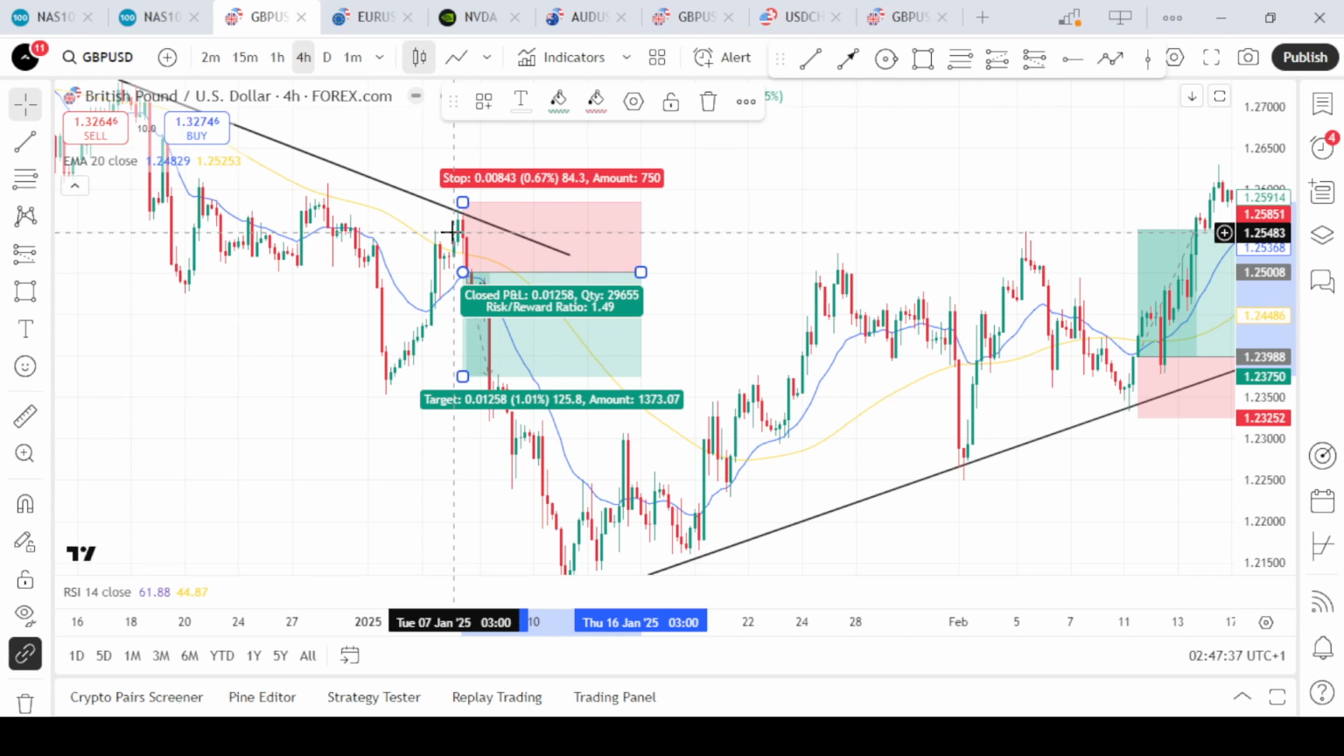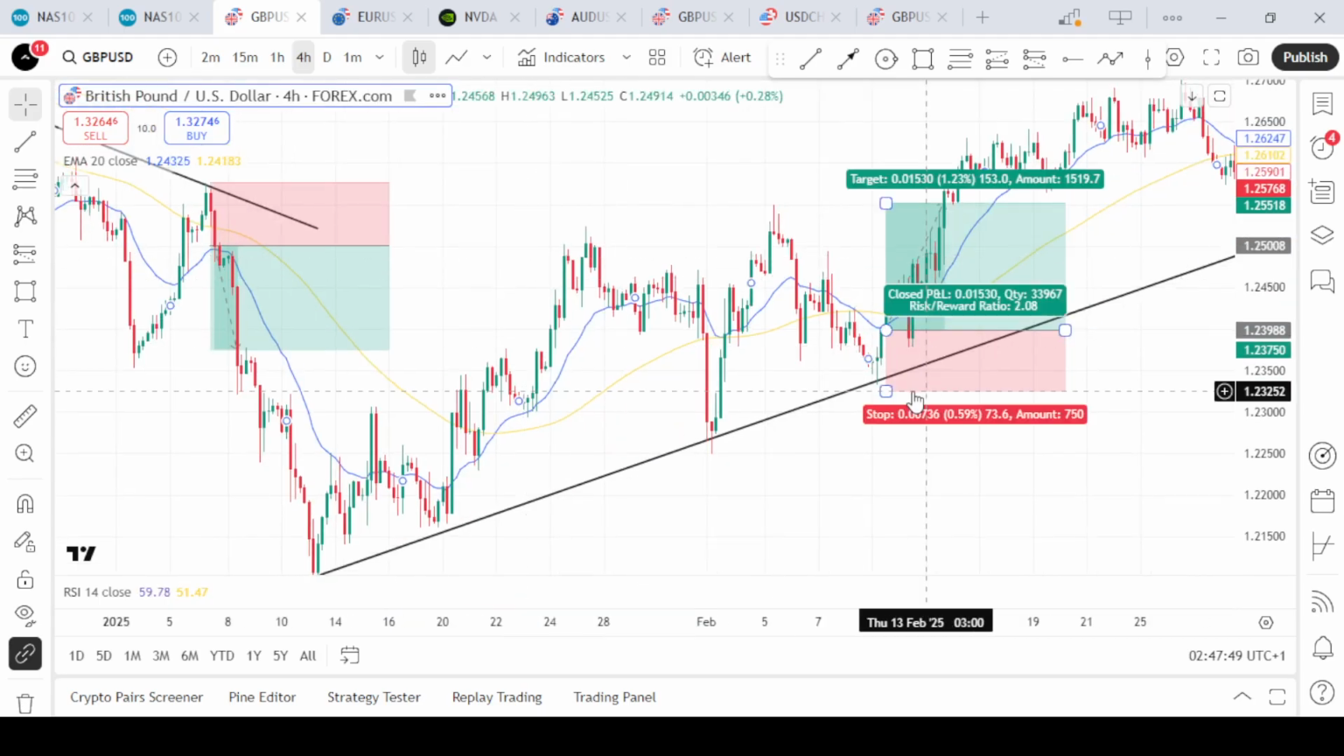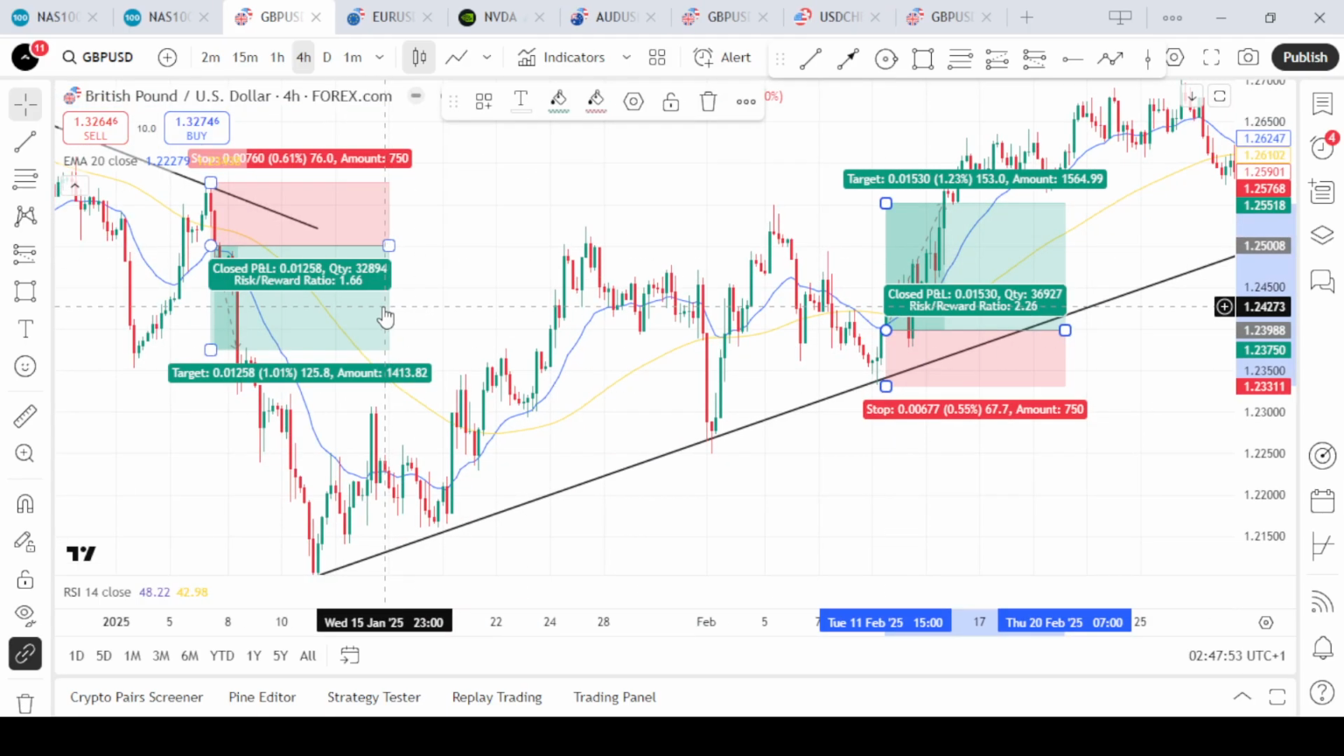You have to place your stop loss just above the recent swing high in a selling trade. In a buying trade, you place it below the most recent swing low. You can also make use of your ATR to set your stop loss.